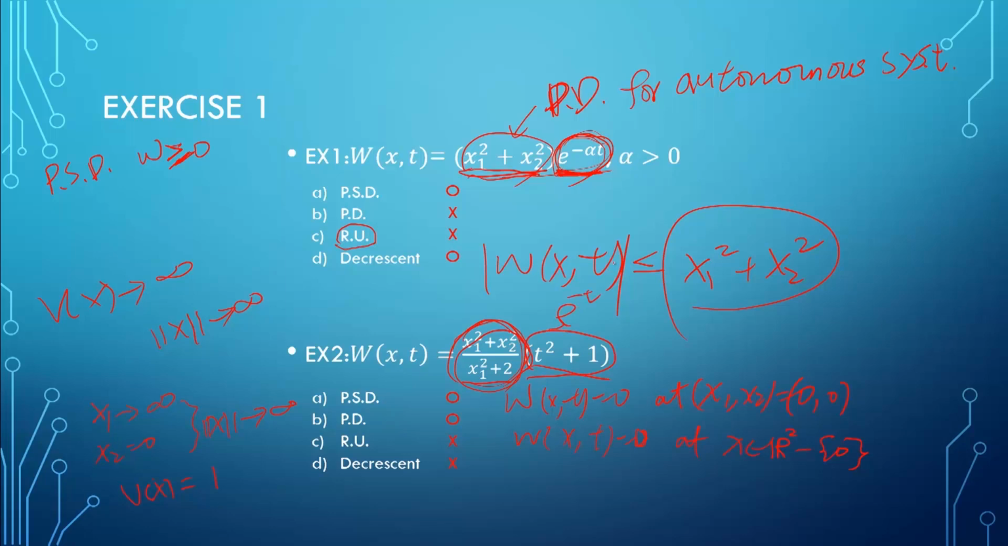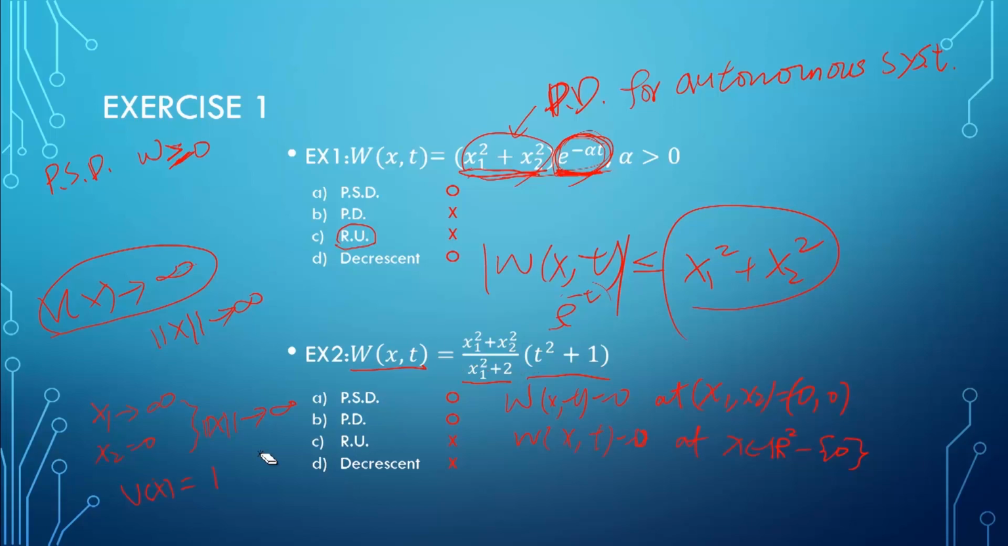So x norm goes to infinity, but V doesn't go to infinity, so it's not. If the second term is exponential minus t, then this term will go to 0 as t goes to infinity, so it's not radially unbounded, because we say the whole W has to go to infinity, and this W function is not only a function of x1, x2, but also a function of t. So we need to check x and t. That's why we divide it into two parts, the first part and second part.